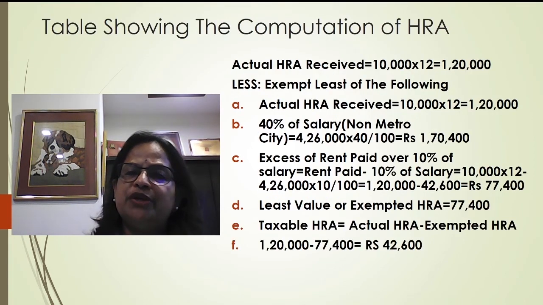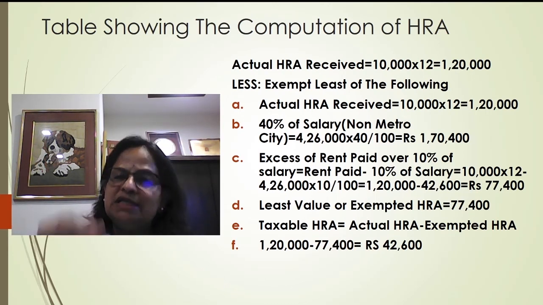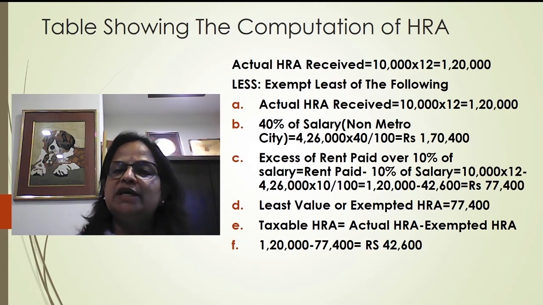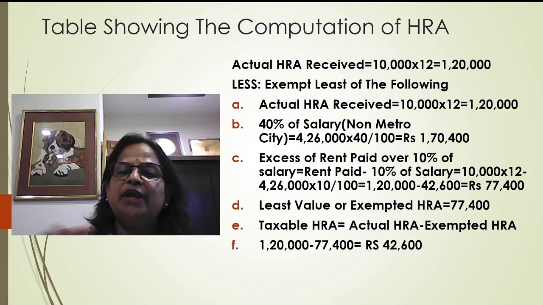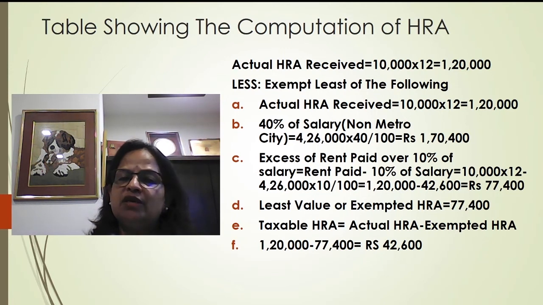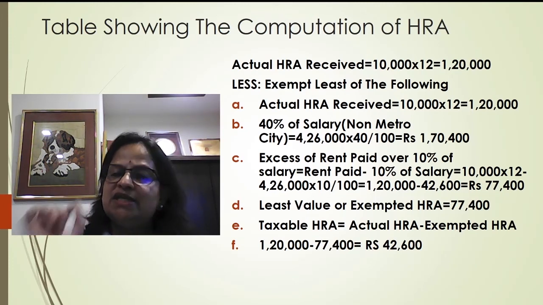Now table showing the computation of HRA. Actual HRA received 10,000 into 12, 1,20,000. Less exempt, least of the following. Actual HRA received 10,000 into 12, 1,20,000. 40% of salary because it's a non-metro city. 4,20,000 into 40 by 100, 1,68,000. Now, excess of rent paid over 10% of salary. So here he is paying rent of 10,000. 10,000 into 12 minus 4,26,000 into 10 by 100. So the value is 77,400. Least value is 77,400. So that is the exempted HRA.